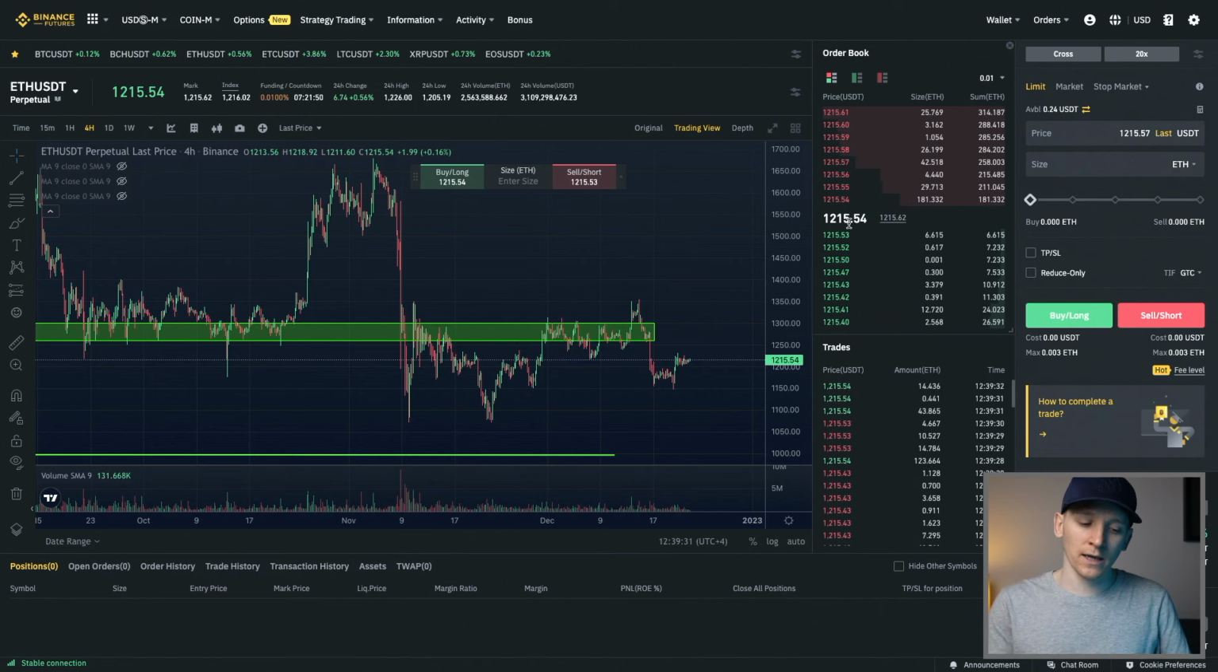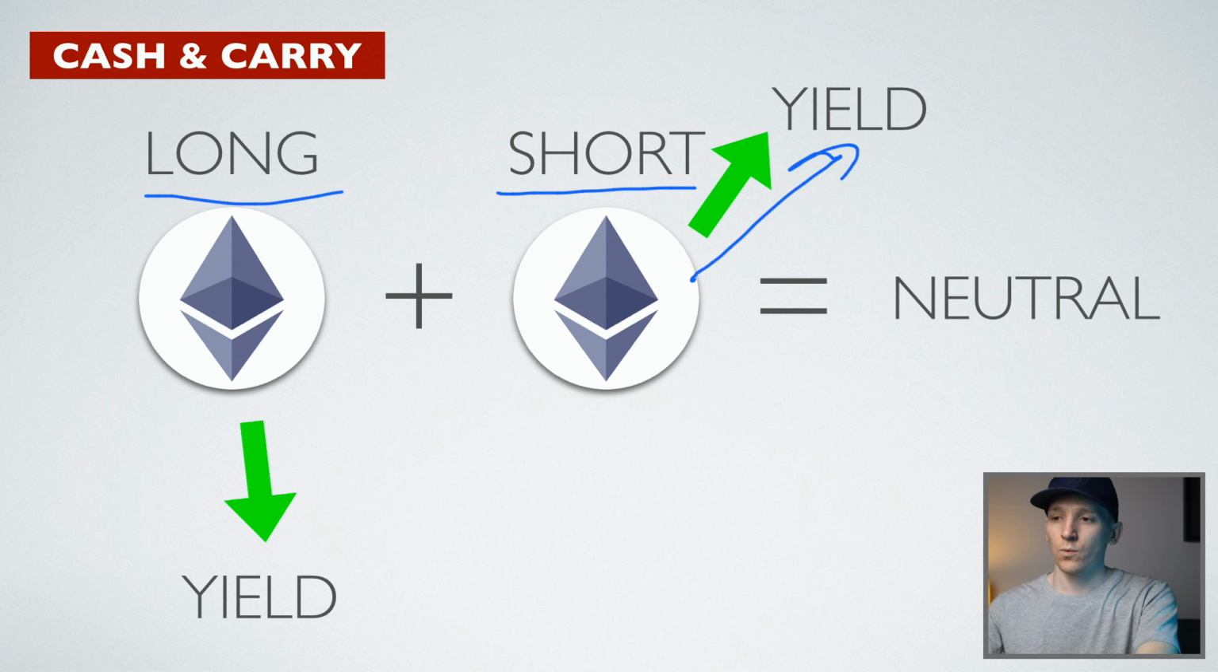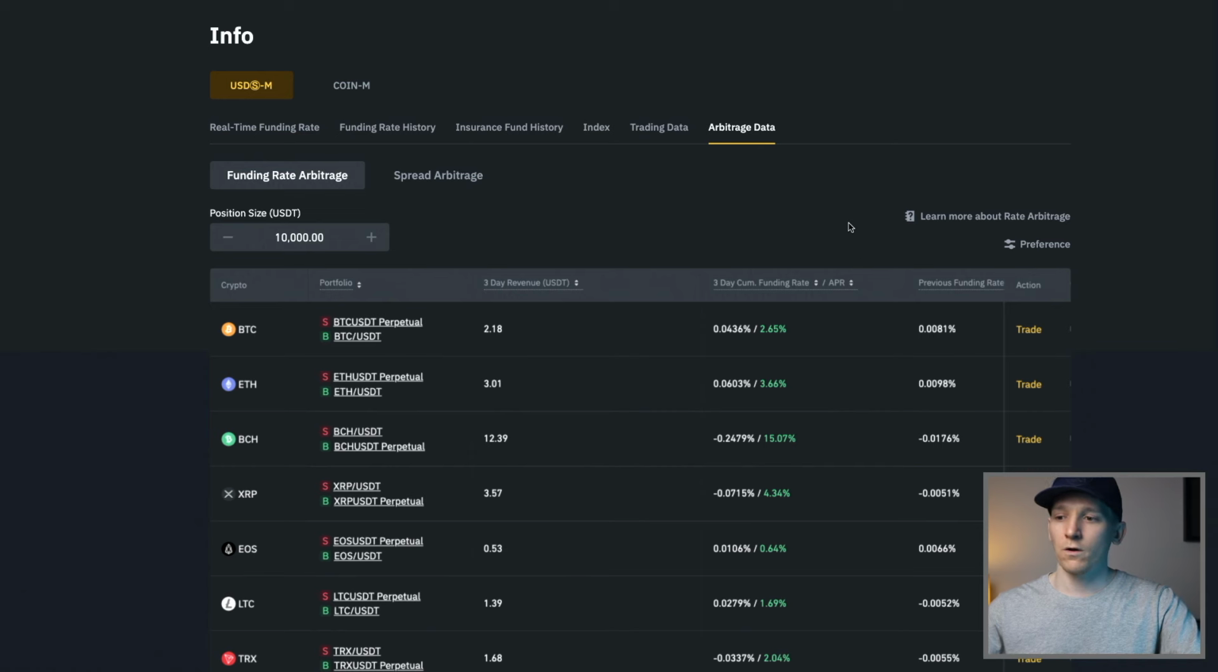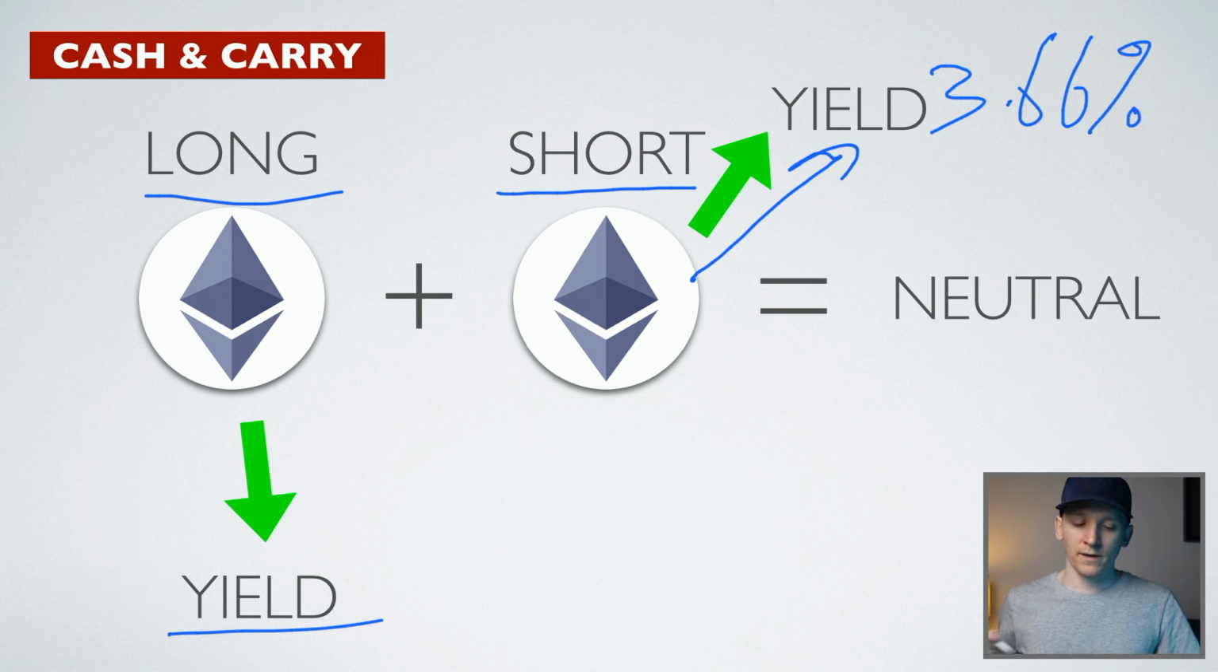Now, the difference with ETH is that natively ETH pays a staking yield, which is around 4% right now. That changes as well, but essentially what you're doing is taking a long position in ETH and a short position in ETH, just like we saw with Bitcoin. You're getting the funding rate arbitrage, which, as we've seen on Binance right now, is, let's say, 3.66%. So that's from the funding rate arbitrage, but ETH actually pays a staking yield, right?